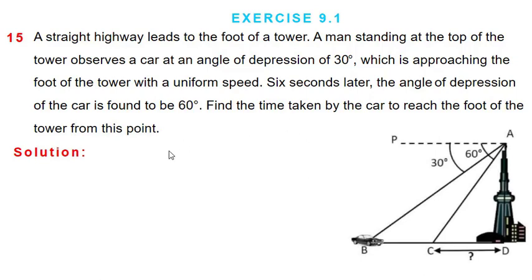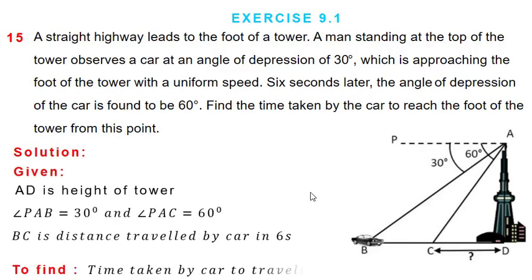So as you can see in the diagram, a car is approaching the tower. We know the angle of depression initially as 30 degree. As it approaches the tower, after 3 seconds, we find that the angle of depression is 60 degree. Now I have to find how much time it will take to reach the tower, that is from C to D, how much time is required. Okay, so given and find out we will write.